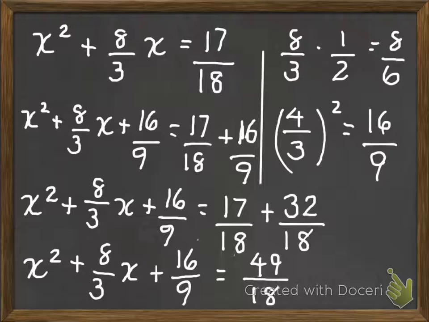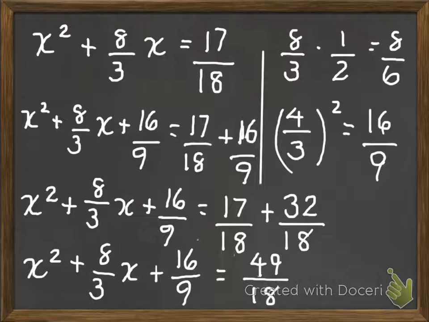Third step is a little more involved. You need to do something to your b, which is the coefficient of the x term. So in our case, it's the 8/3. That's our b. We need to divide that b, that 8/3, by 2, and then we need to square it.